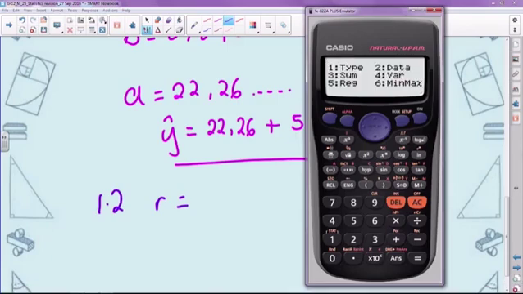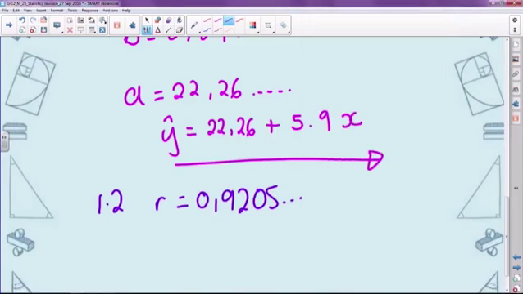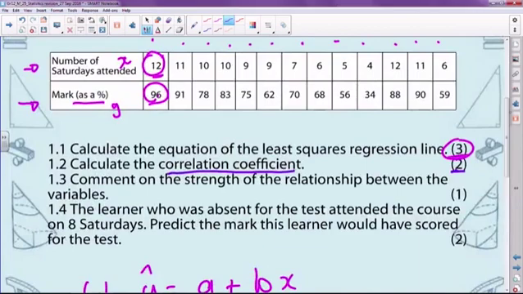Once again, we go into the stats form of our calculator screen. We want to look for regression, so we press number 5. You see that the letter r is given at number 3, so I press 3, equals, and I get 0,9205 and so on. So we can round down to r is 0,92. Okay, so that's our correlation coefficient. They haven't asked us any question on that yet.